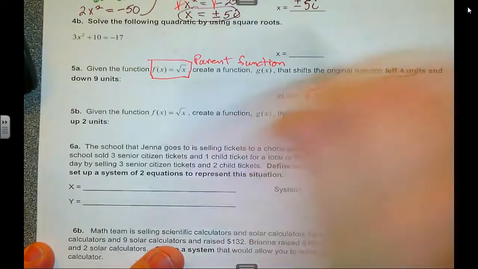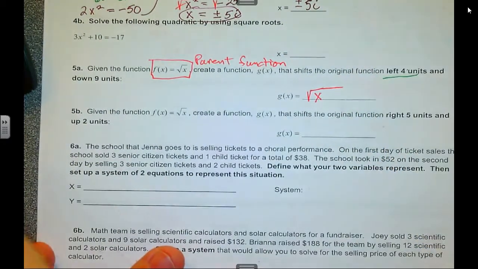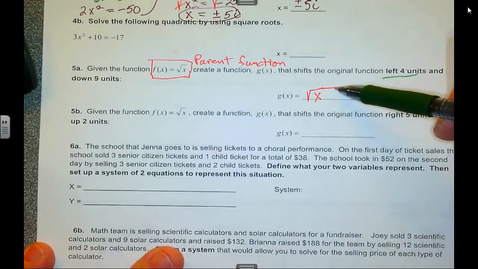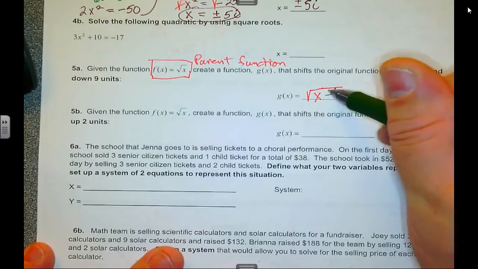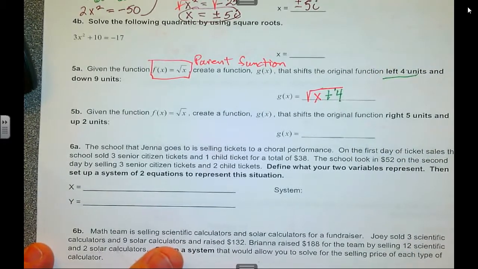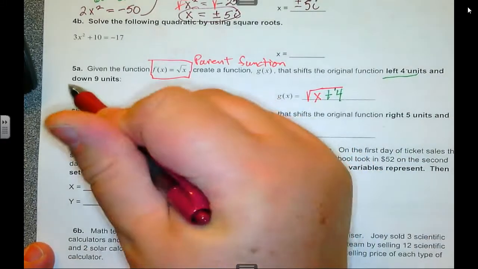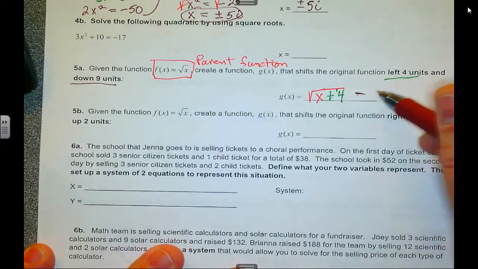Okay, left 4 is going to be underneath my radical. And since it's underneath a mathematical symbol, it's opposite, so it's not minus. It's going to be plus 4. That's left 4. And down 9 units. Since it's outside the radical, it's the same sign.